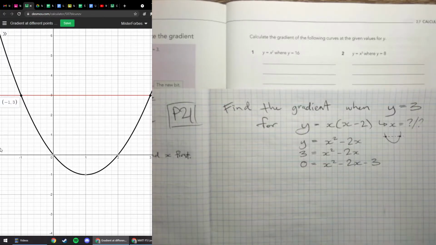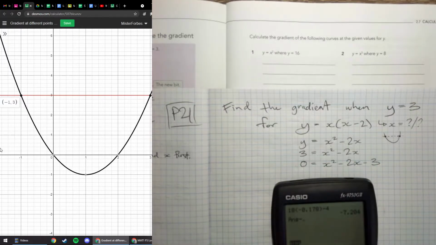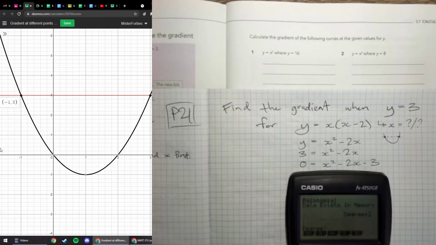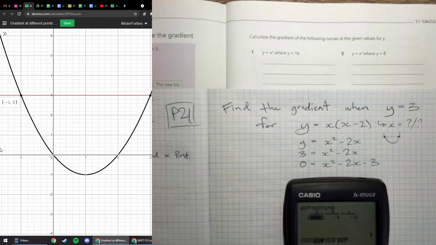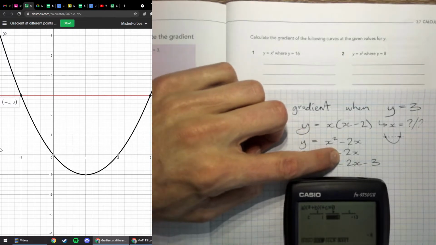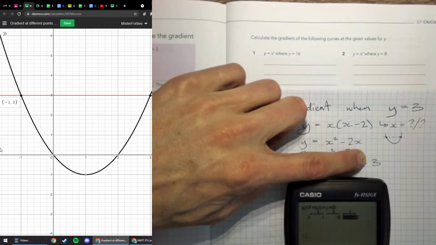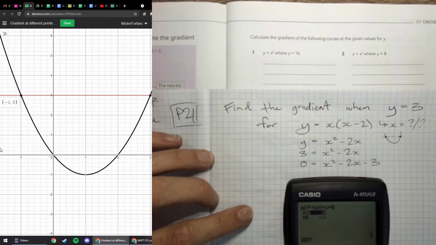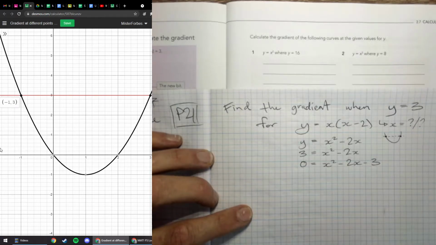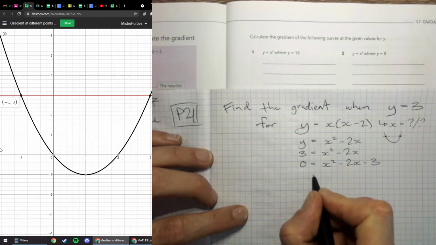Now we could use our graphics calculator to solve this, and I will show you how. We'll just go into equation, polynomial, degree 2. The value of a is 1, b is negative 2, and c is negative 3. That would solve and find us the two x values, one being 3, the other being negative 1. But let's just factorize it because we can.